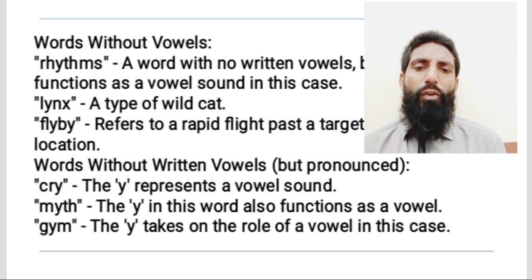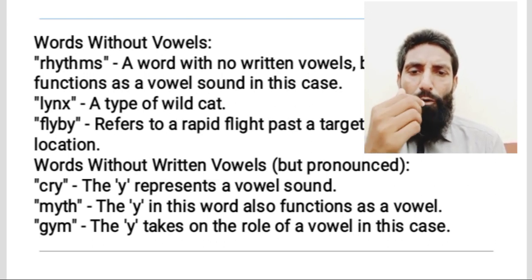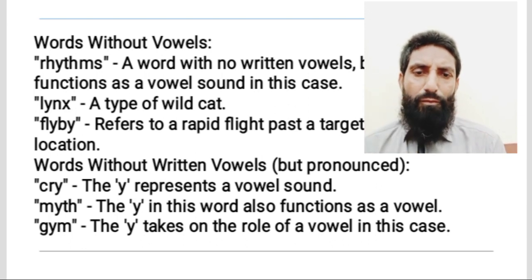Words without written vowels, but they are pronounced. Cry, the y represents a vowel sound. Myth, the y in this word also functions as a vowel. And gym, the y takes on the role of a vowel in this case.